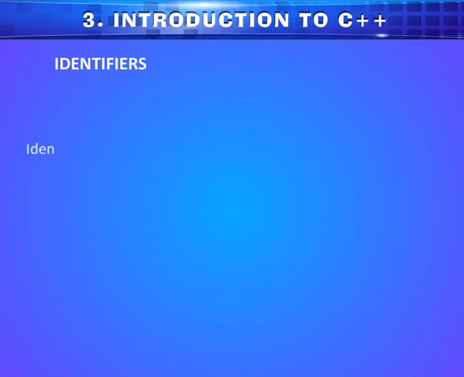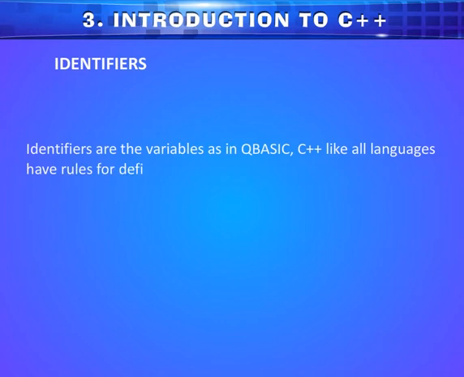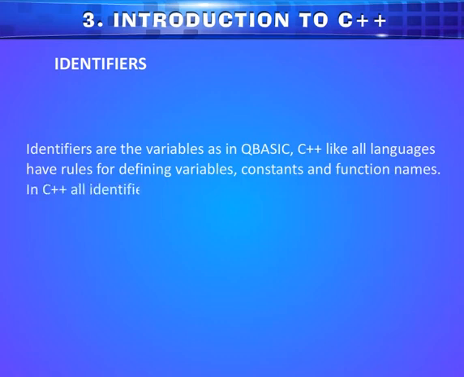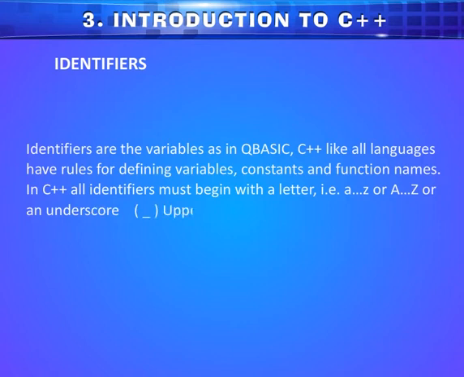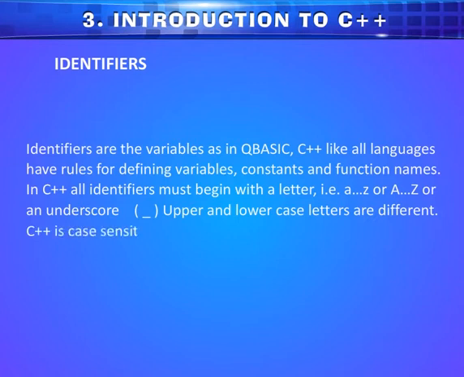Identifiers. Identifiers are the variables, as in QBasic. C++, like all languages, has rules for defining variables, constants, and function names. In C++, all identifiers must begin with a letter, that is, small a to z or capital A to Z, or an underscore. Upper and lower case letters are different. C++ is case sensitive as it treats upper and lower case characters differently.